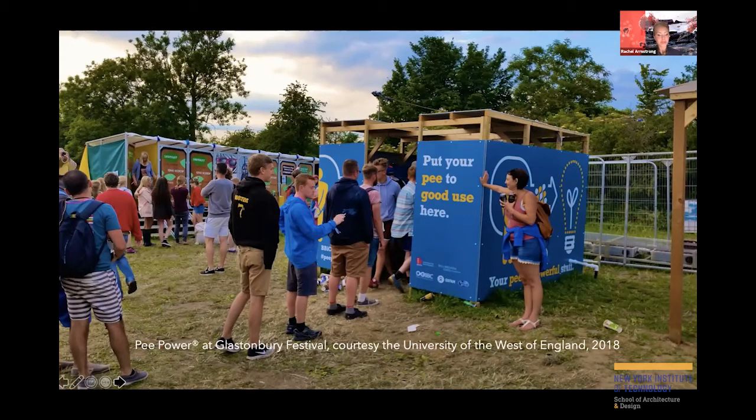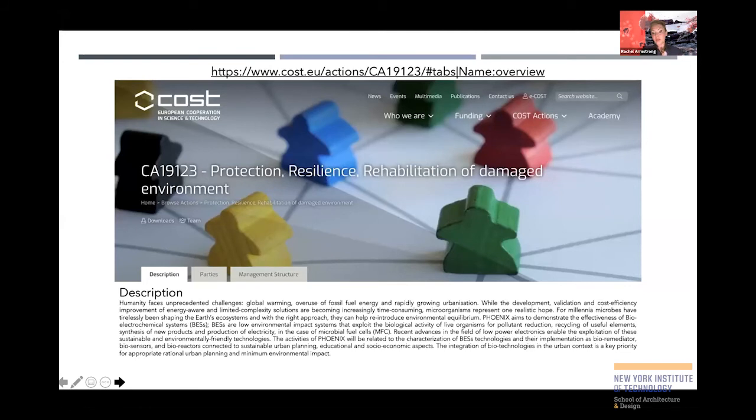So for those that don't want to pogo or dance anymore, they can just sit down and relax with a console. So as a group, again, in Europe, we're looking at scaling bioelectrical systems. This is the Phoenix Cost Action Network, a network of 32 different organizations around Europe. And we're all looking at how we can transform waste materials into bioenergy.